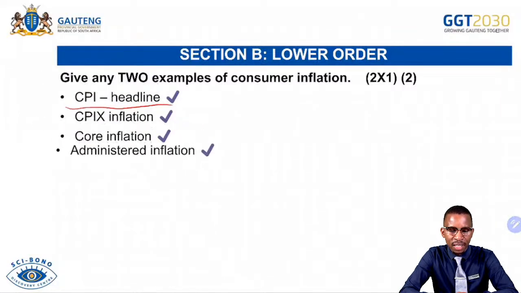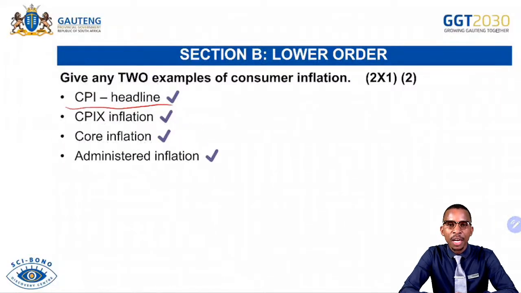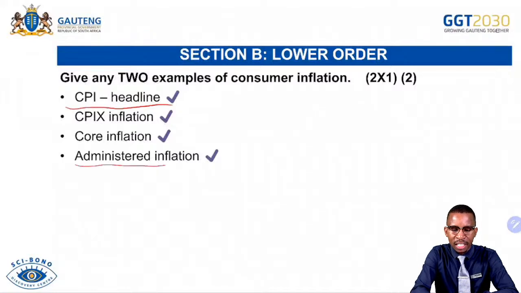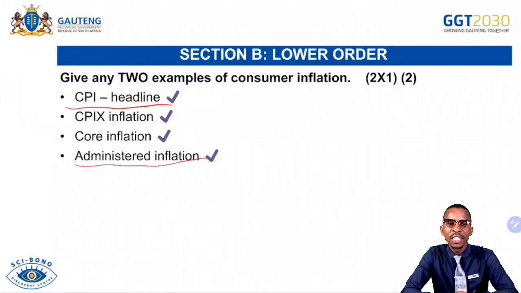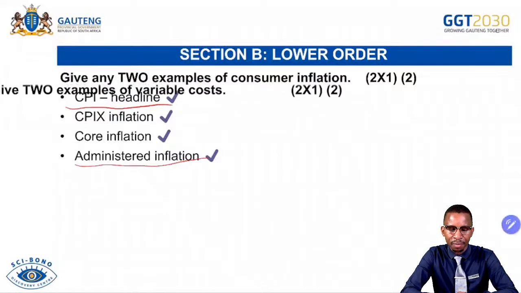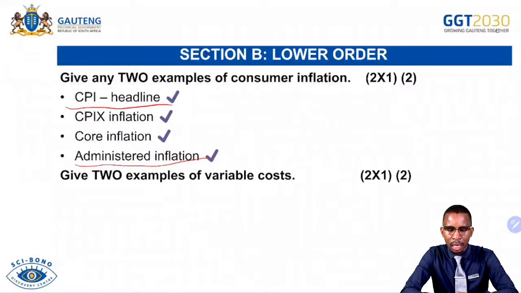And then we have administered inflation. This is the inflation that prevails because of government intervention. When the state intervenes by setting some prices for some goods and services, the inflation that prevails there is known as administered inflation.